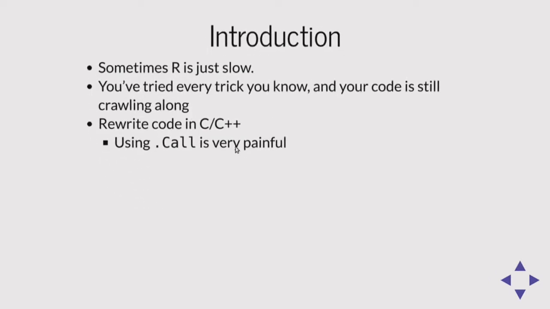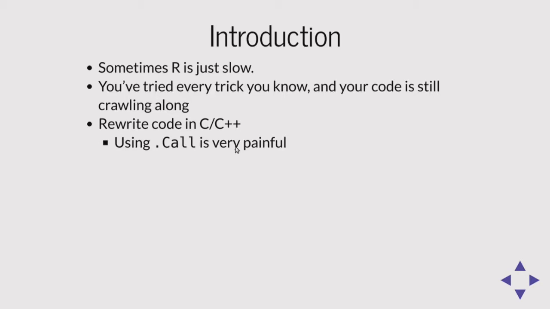So sometimes R is just slow. You've tried every trick you know, you're vectorizing, and your code's still crawling along. So you could rewrite your code in C or C++. And we could always do this in R, from the beginning, using this function called .Call that's available. The trouble with .Call is that it's just painful, and the chances of making a mistake are approaching 1 every single time. So it's hard.